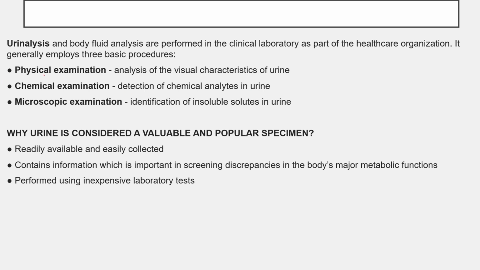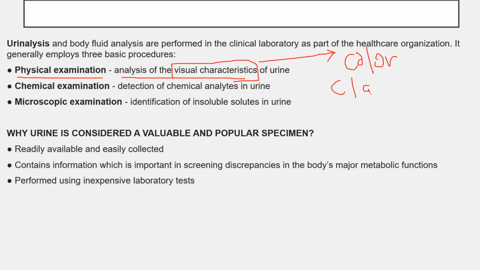The first one would be physical examination. In physical examination, this involves analysis of the visual characteristics of urine. So when you say visual characteristics, this refers to two: the color and the clarity of your urine.